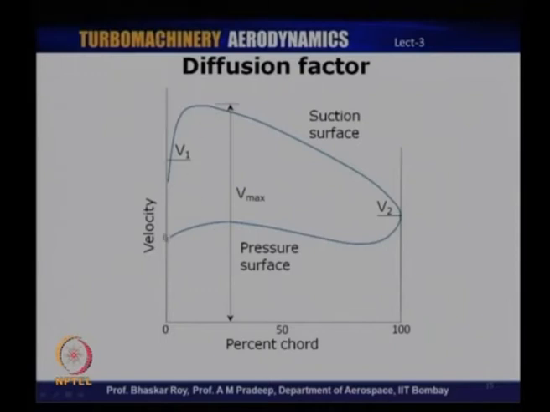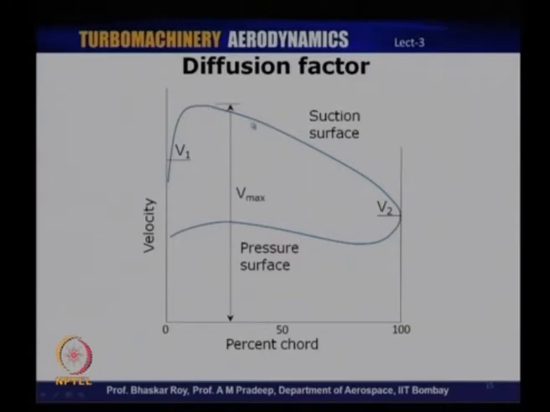So, what I have shown here is the distribution of velocity on the suction and pressure surface as a percentage chord. So, on the y axis we have velocity, the relative velocity, and on the x axis we have the percentage chord. So, this represents the leading edge of the blade and this represents the trailing edge of the blade. So, as the flow proceeds from the leading edge, you can see there is an acceleration from the leading edge all the way to the minimum pressure point, which is where the velocity attains its maximum on the suction surface.